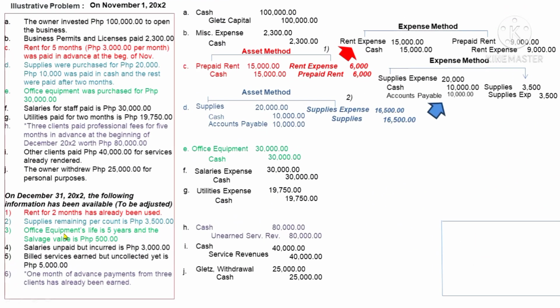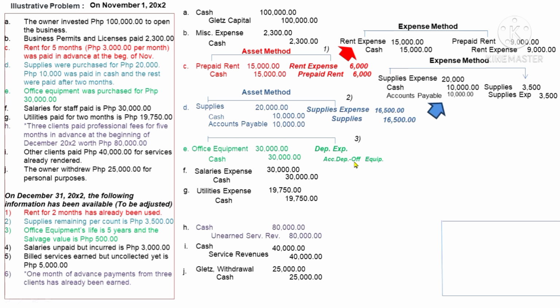Adjustment 3 is related to transaction E above, where office equipment was purchased for 30,000, which is why the entry is debit office equipment 30,000 and credit cash 30,000. And according to this number 3, the office equipment has a life of 5 years and a salvage value of 500. And as you can see, this equipment has already been used for 2 months, that is from November 1, 20x2 to December 31, 20x2. So that's 2 months, which is why in the adjusting entry, we need to debit depreciation expense and credit accumulated depreciation, office equipment.